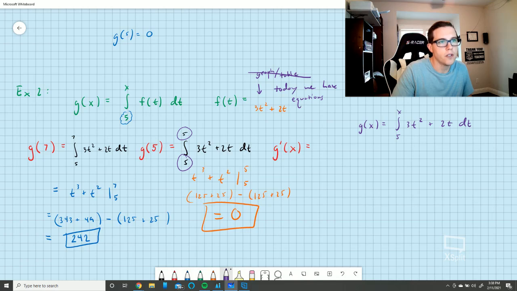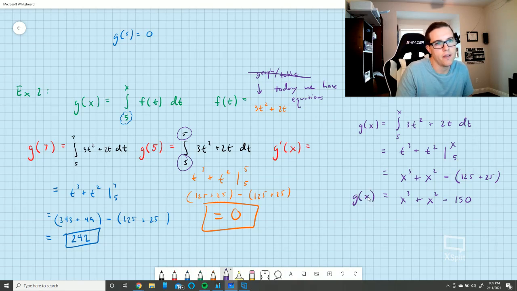So first things first, let's take the antiderivative. T cubed plus t squared from x to 5. Plug in the bounds. X cubed plus x squared minus 125 plus 25, or x cubed plus x squared minus 150. That's the g function. We unpacked it basically and found the original.